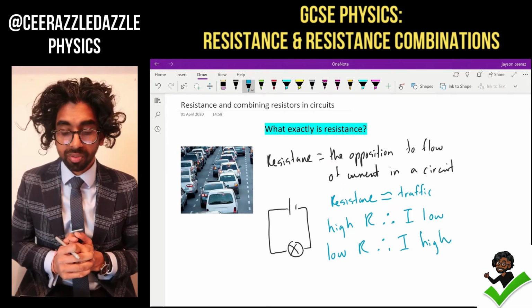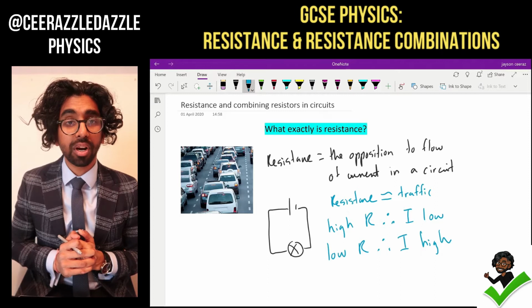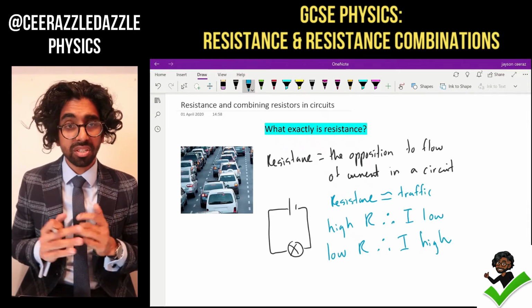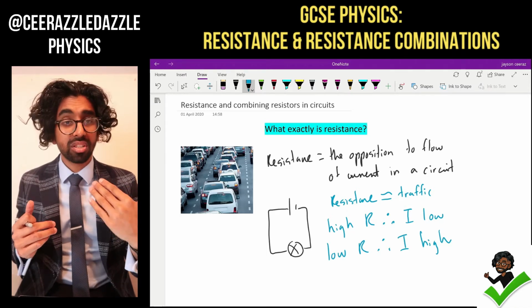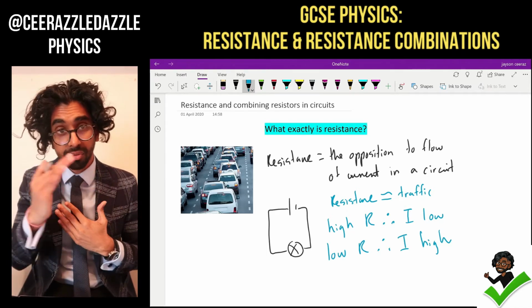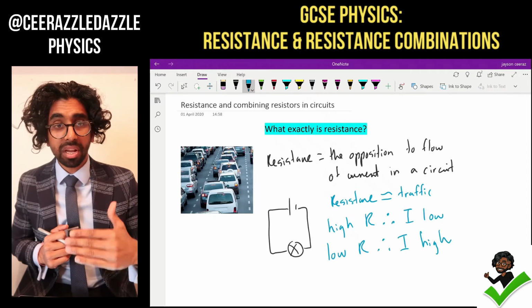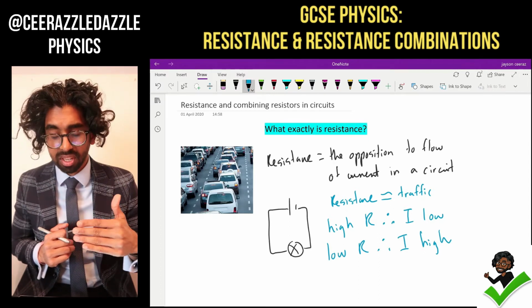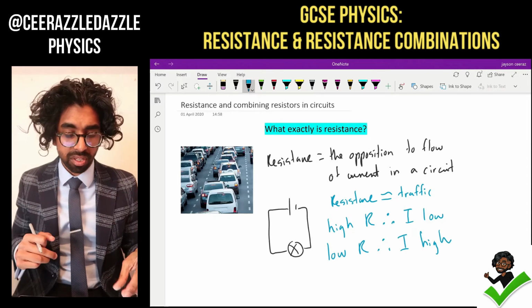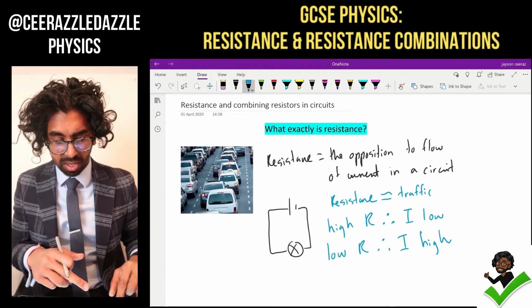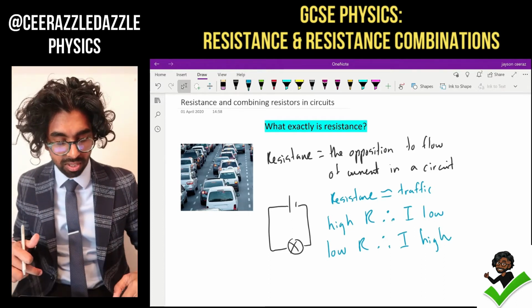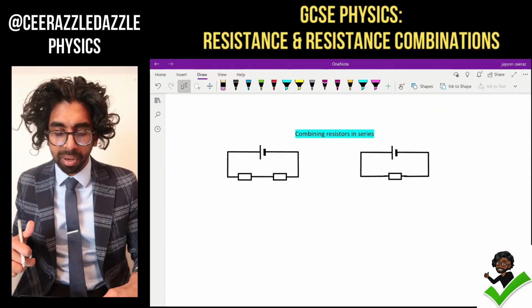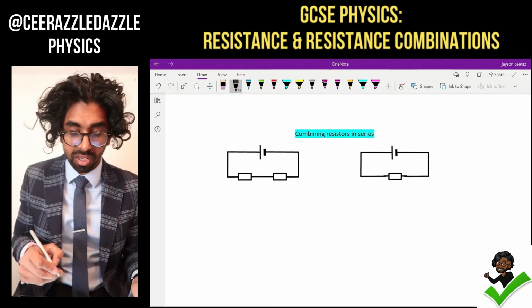So once again from the top, resistance is the opposition to the flow of current in your circuit. Resistance is like traffic. So the greater amount of traffic you have, the greater the resistance. Therefore it's harder for you to flow. The lower the amount of resistance, the less traffic there is, the easier it is for you to move through it. That's why I've got a picture of a couple of cars there to show you what traffic looks like.